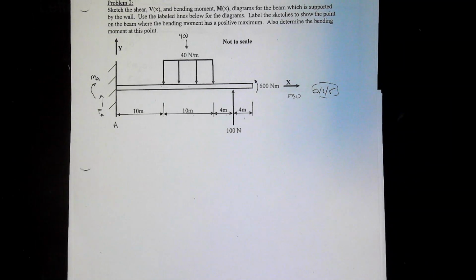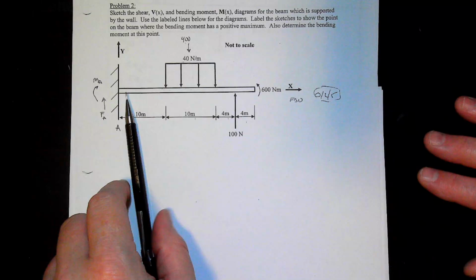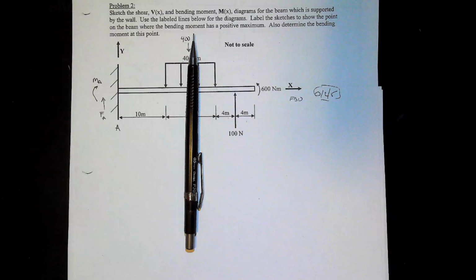So here's our last problem. If we read over the problem, it should look extremely familiar to you. Sketch the shear and the bending moment diagrams for the beam, which is supported by the wall. So this is a cantilever beam.